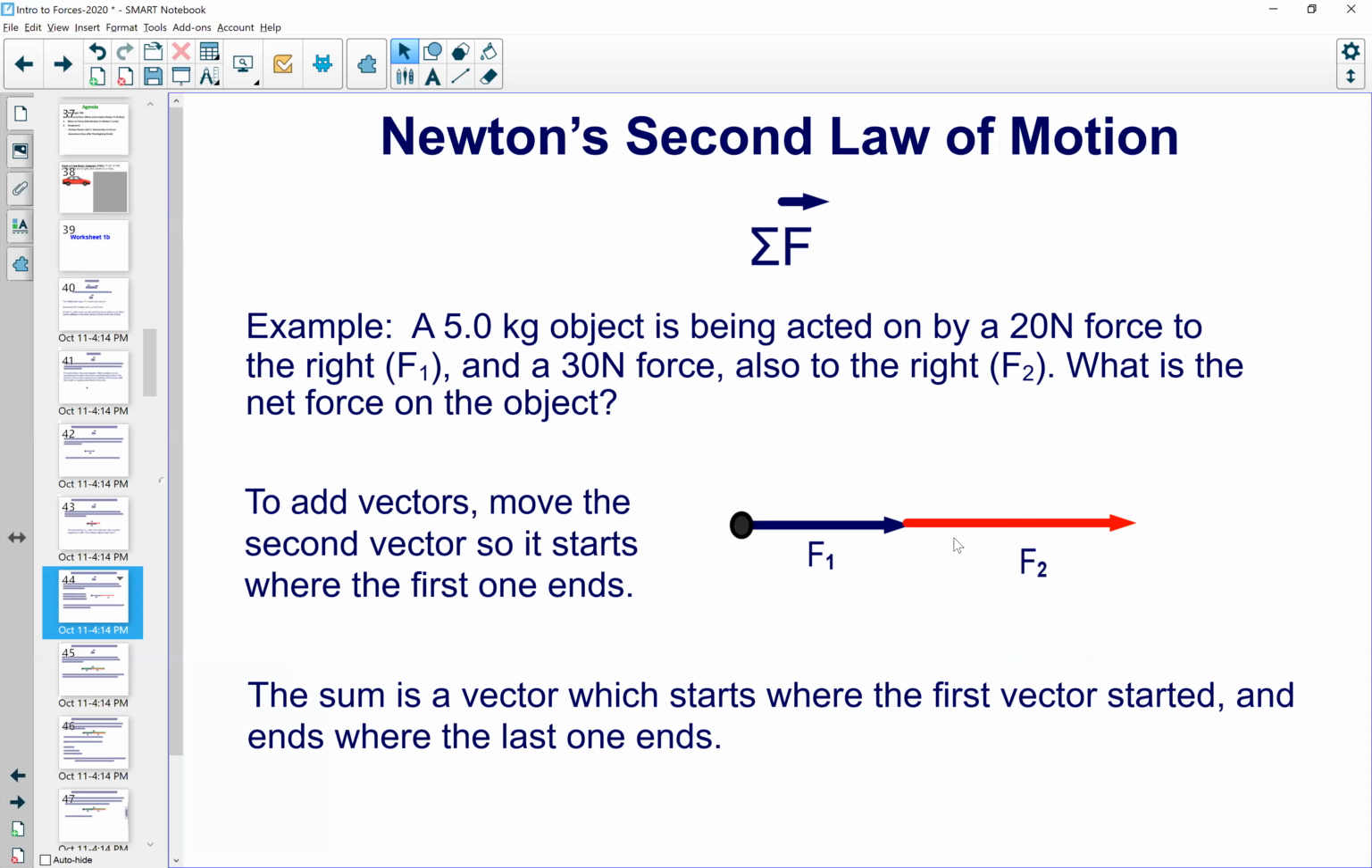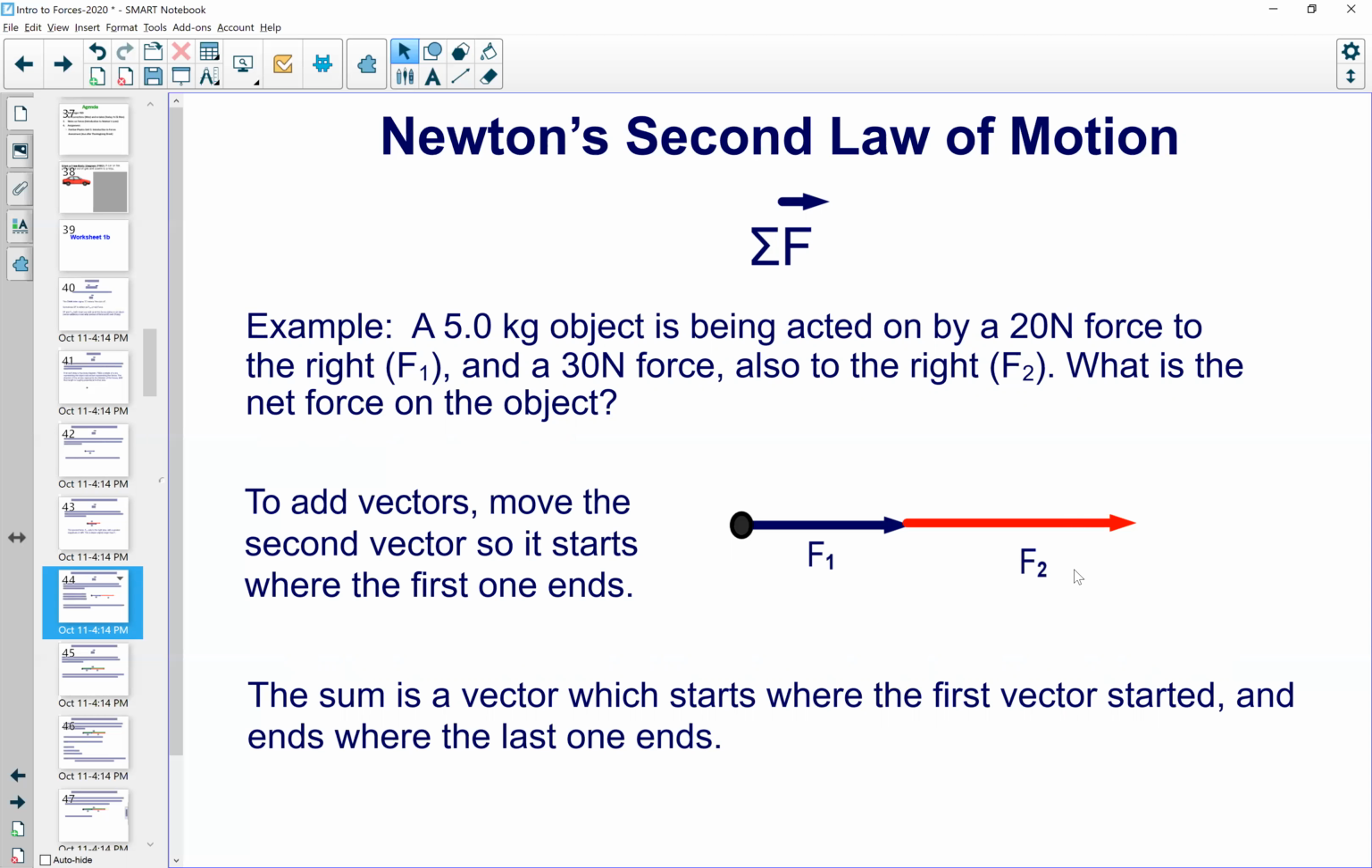Remember, the commutative property applies, so we could have moved the first one to the start of the second one. It doesn't really matter, but we go tip to tail, and then we just add them together. The sum is just those two things added together because they're in the same plane. If they weren't in the same plane, we couldn't add them together.